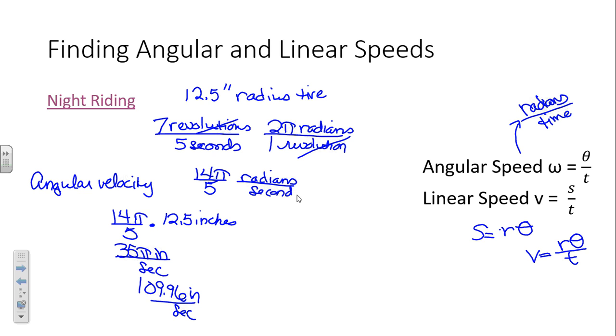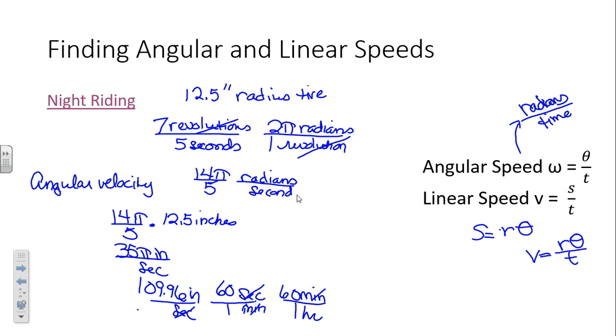So we need to convert from seconds to hours, okay? So we want the seconds to go away. How many seconds are there in a minute? 60. Seconds are gone, okay? How many minutes are there in an hour? 60. Minutes are gone, and now I have inches per hour. So far, so good? Okay.